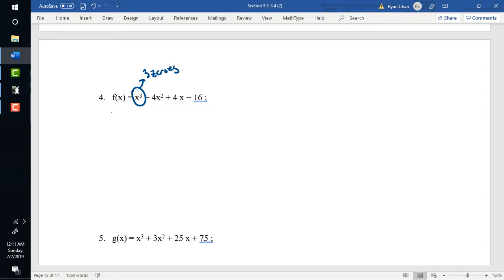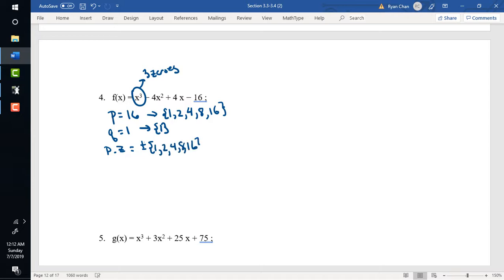So what are my potential zeros, right? If you remember, p is 16. Okay, and then you factor this, it's 1, 2, 4, 8, 16. And my q is 1. So p over q, remember your potential zeros, or pz for short, I'm going to write as plus or minus 1, 2, 4, 8, 16.